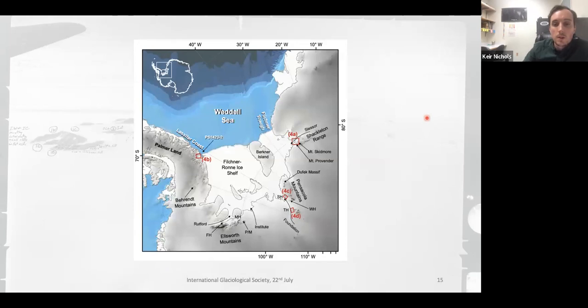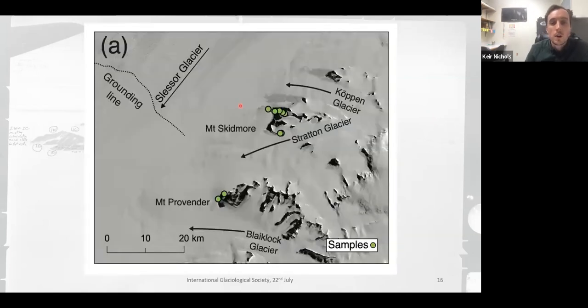So I'll show you another study site here. We're on the other side of the Weddell Sea Embayment in the Shackleton Range. Here we've got a large glacier called the Slessor Glacier that flows down into the Weddell Sea Embayment, and it's adjacent to these mountains here where people collected samples.